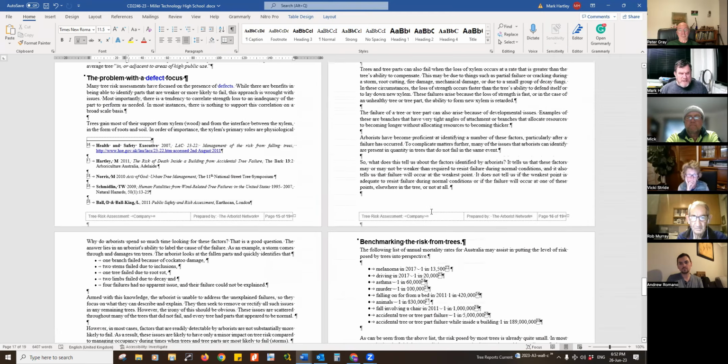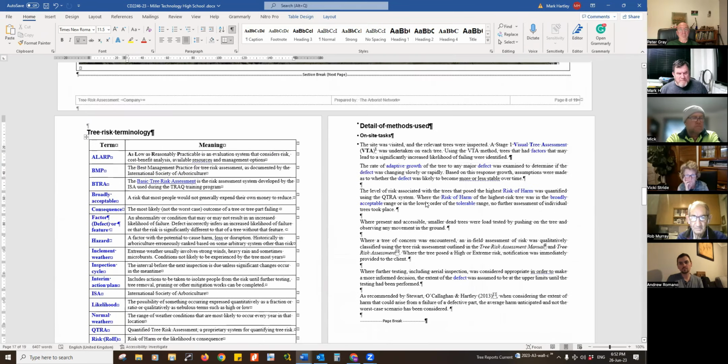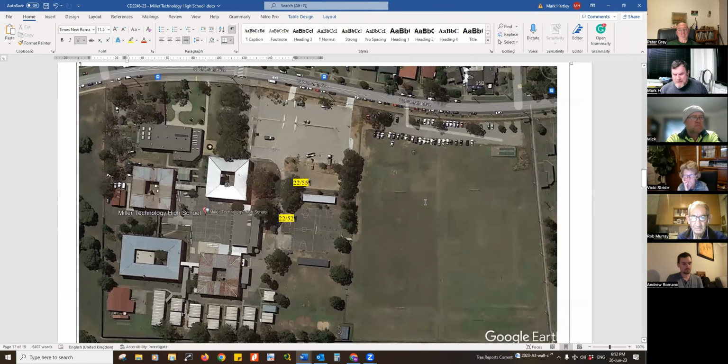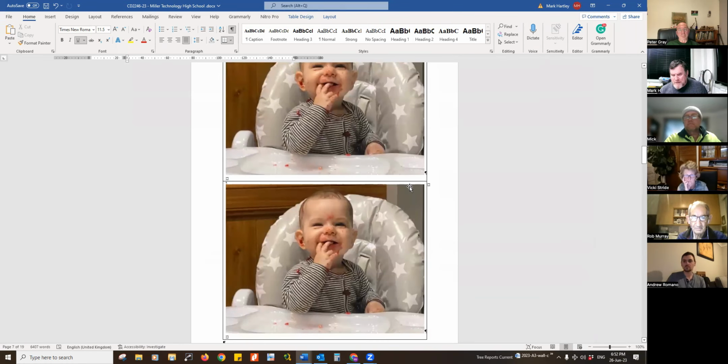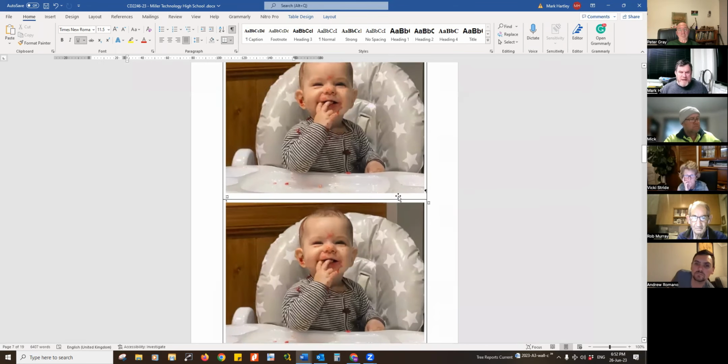Does it need to be there? No. I reckon if I gave them the first 3 pages, that would probably cover them. Why is all the other stuff there?